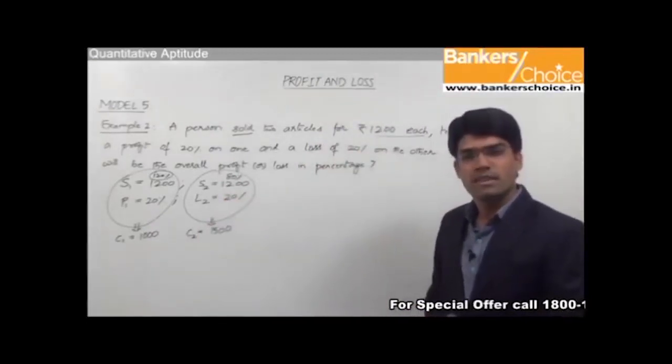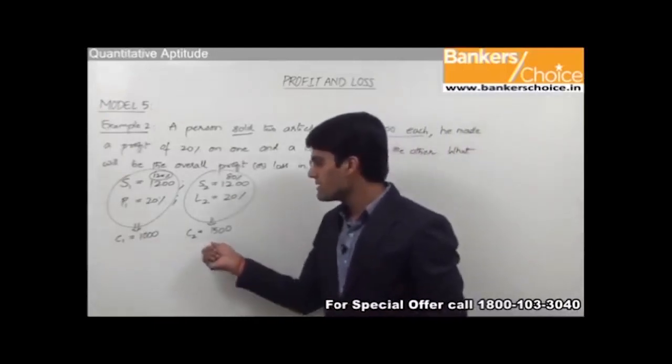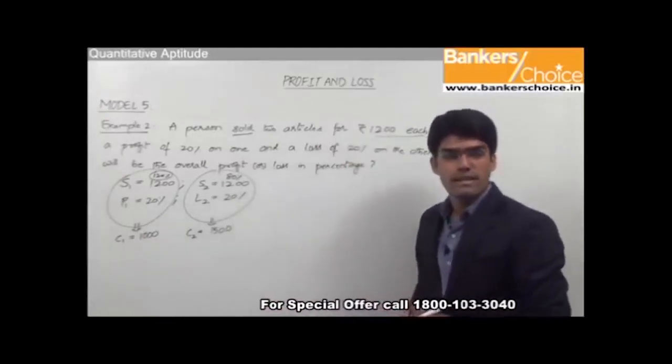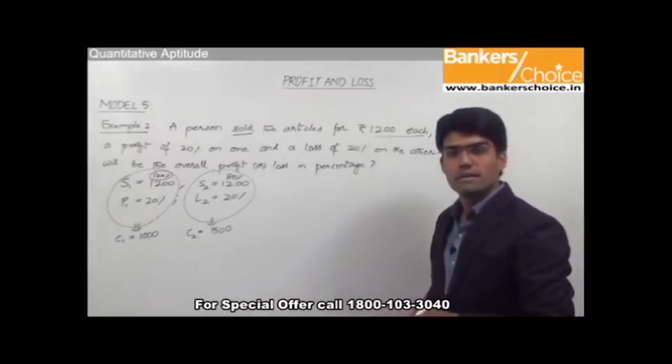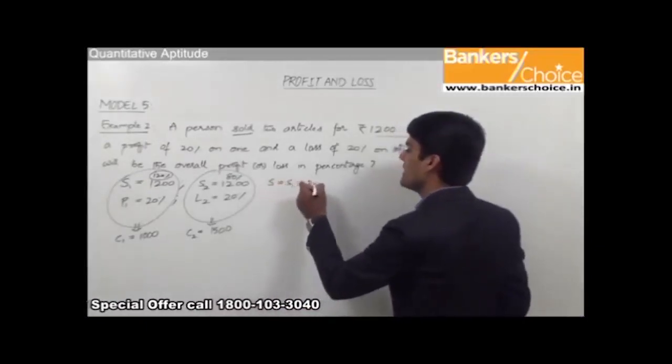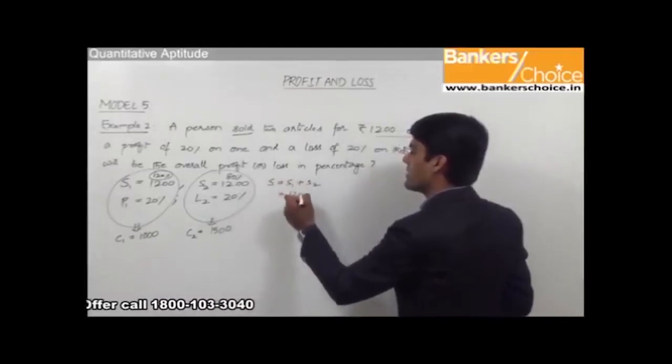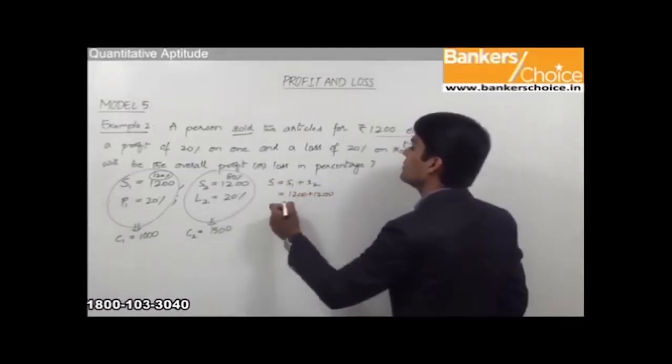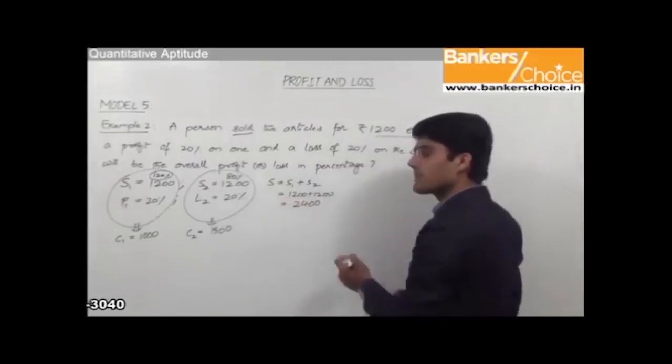Now since we have got both the cost prices here, let us now find out the overall selling price and the overall cost price. The overall selling price S, that is S1 plus S2, can be taken as 1200 plus 1200, which is equal to 2400 rupees.